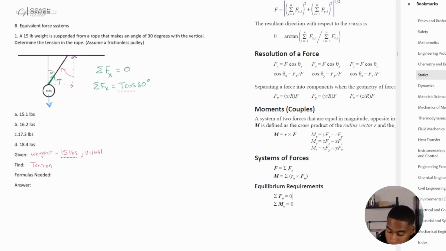So let's try in the y. Sum of the forces in the y is equal to 0. Sum of the forces in the y is equal to, okay, negative 15 pounds, because we've got the force coming straight down.